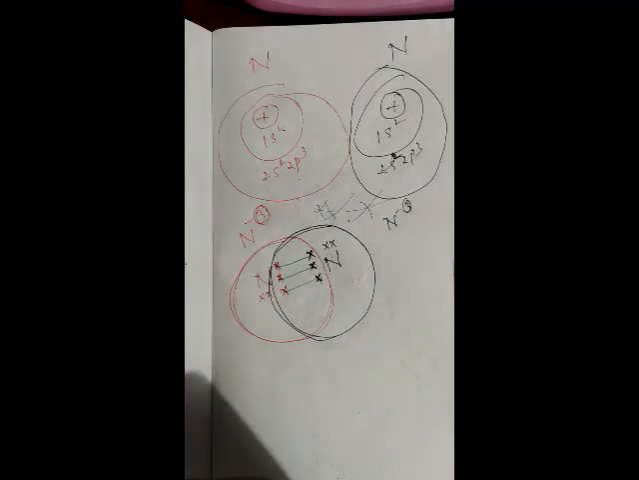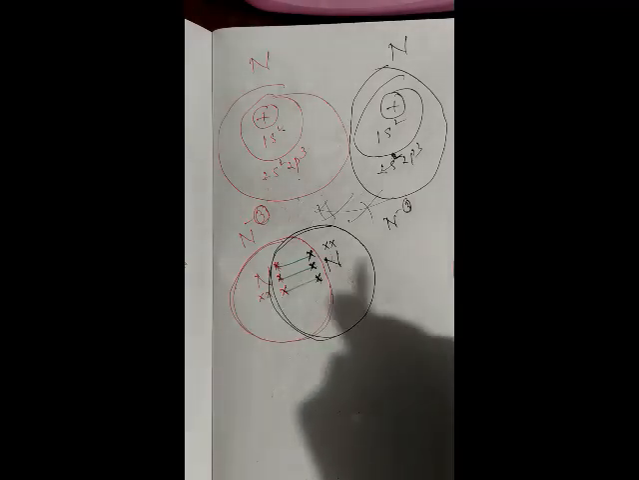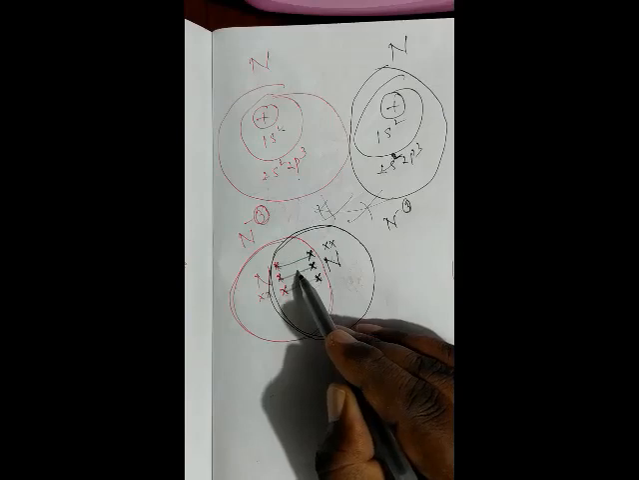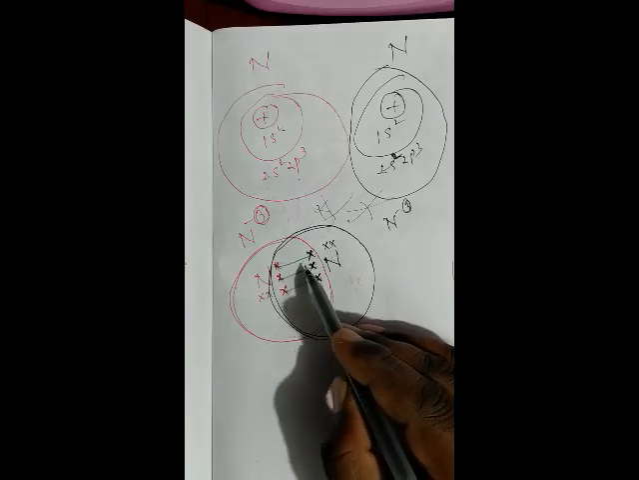Now here, transfer of electrons is not possible, but sharing of electrons is possible. So due to that sharing of electrons, they form a bond. That bond is known as covalent bond.